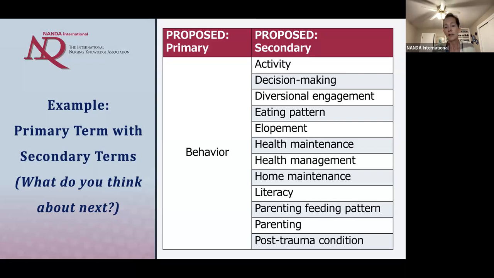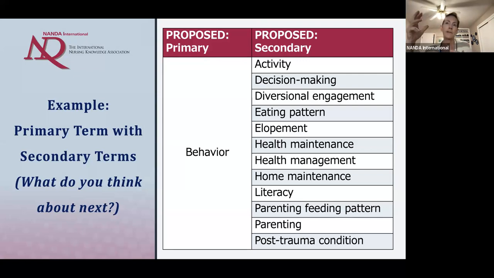And so these are just some of the examples of secondary terms that we have identified that could come under behavior. So we could have behaviors related to decision-making, behaviors related to health maintenance, to literacy, to parenting. So the thought process might be, as you're looking at data or you're considering the assessment you've completed, there's some behavioral things that I think we need to deal with. Well, what are those behavioral things? Well, I think they're related to trauma. I think it's related to the trauma that this person felt or experienced. So we might be looking at post-traumatic behaviors in that case.